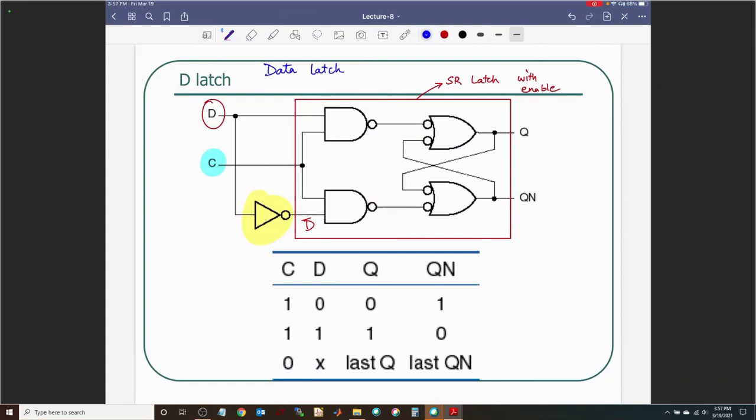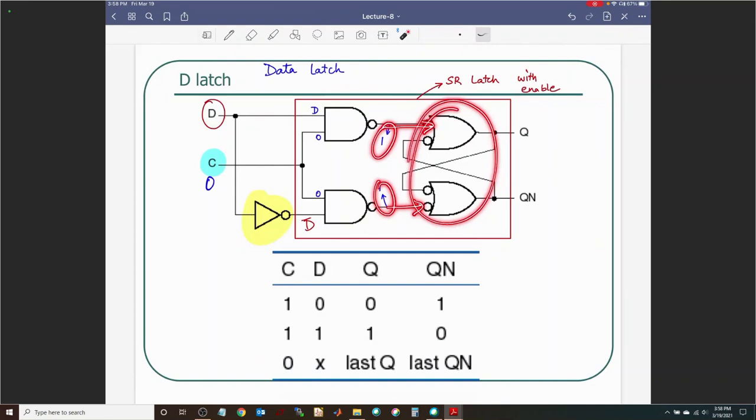What happens when I make C 0? When I make C 0, do I store, or what happens? If that is zero, there is a zero there, there is a D over here. And this is a zero and there is a D complement over there. So what happens here? D NAND zero is what? A one. And D complement NAND zero is also a one.